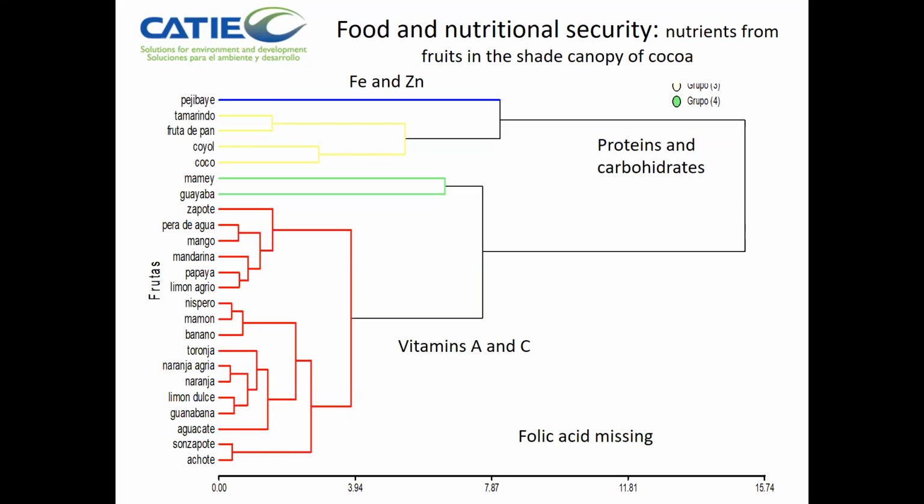And there are a number of fruit tree species that are also very common in the area that have very rich sources of folic acid. So you can start thinking, well, why don't we bring more Spondias into this plantation, because Spondias can provide the folic acid that we don't have in the current shade canopy. These kind of things are really very important.